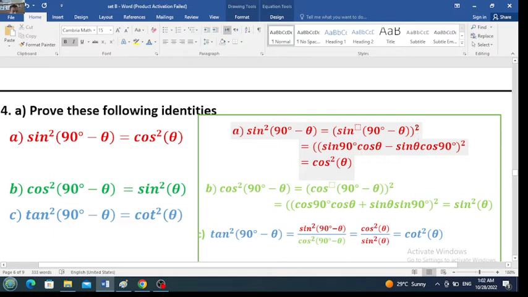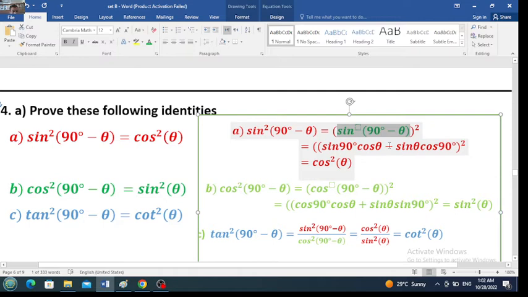Raised to the power 2. Therefore, I will just expand what is inside. It will be equal to sine of 90 degrees, which is 1, multiplied by cosine of theta. There is a negative sign, so I should keep it for the sine expansion. It will be minus sine of theta cosine of 90 degrees.